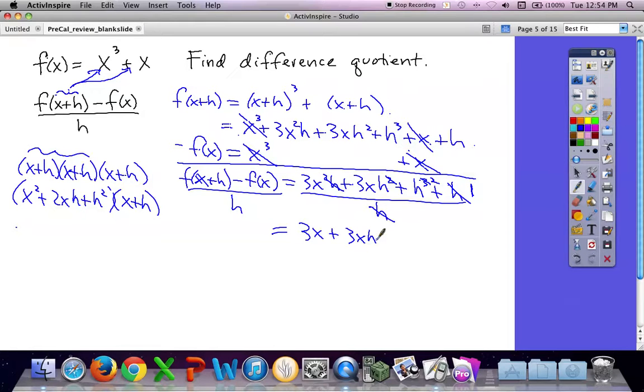What have I got wrong there? There was a squared on that x. Yeah, 3x squared plus 3xh plus h squared plus 1. Okay, so that's a difference quotient.